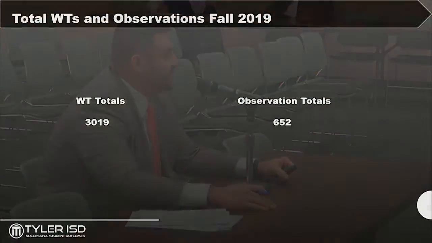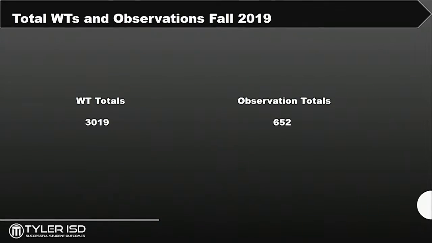So total so far for the first semester, walkthroughs a little over 3,000. Observation totals, about 650. And that's about 55% of our teachers across the district who have received their formal observation. And then numbers-wise, that's about 2.5 per teacher. Okay, so about 55% of our district has received 2.5 walkthroughs and their 45-minute observation, and are pretty extensively through that process when it comes to the T-test appraisal.